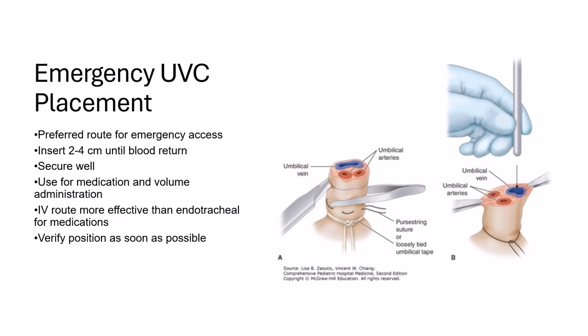Emergency umbilical venous catheter placement is the preferred route for emergency access. Insert the catheter 2 to 4 centimeters until you get blood return, just enough to get into the vein, not all the way to the heart. Secure it well to prevent dislodgement. Use the UVC for medication administration and volume expansion. The intravenous route is more effective than the endotracheal route for medications, especially epinephrine. Verify the position as soon as possible after the emergency is resolved, ideally with an X-ray.